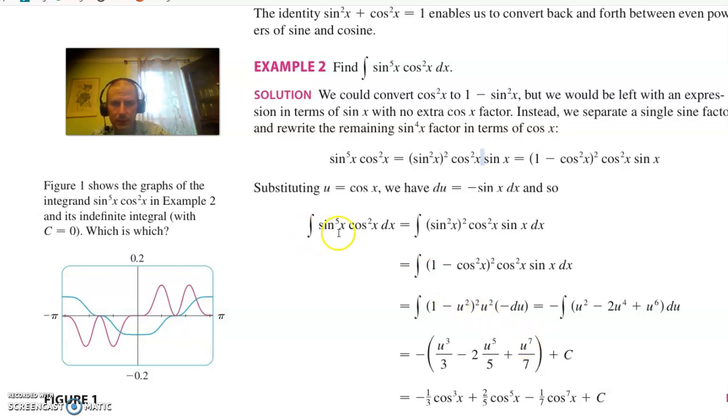So they take the integral of sine to the fifth x cosine squared x dx. They write it as sine squared x quantity squared times cosine squared x times sine x dx. Again, this sine x here was saved to go into du. They convert these remaining sines into cosines, so we get the integral of 1 minus cosine squared x, that quantity squared, times cosine squared x sine x. You let u be cosine x, and then you just get a big old polynomial.